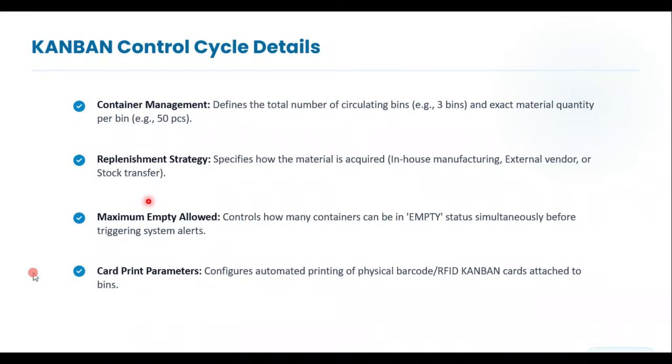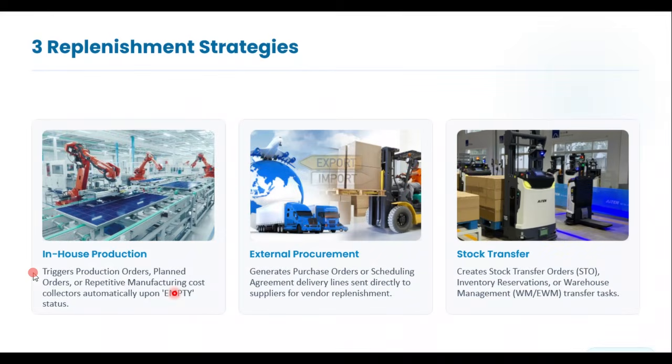So here in the control cycle, we will basically define how many bins each Kanban can hold and what quantity each bin can carry. Right? And in the same way, in this setup of the control cycle, we will also have the flexibility to manage the control parameters of the cards, where those cards will have the barcodes that will be scanned by the RF guns.